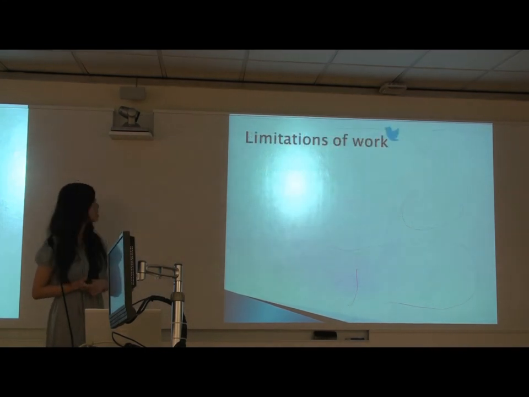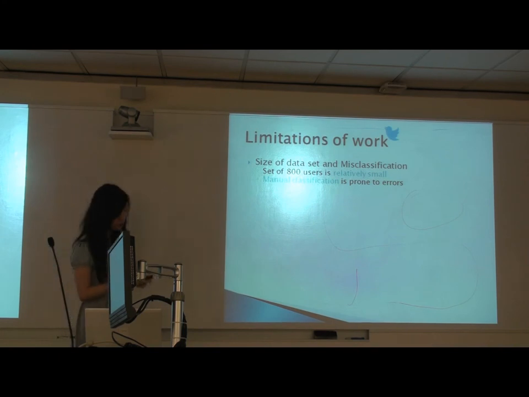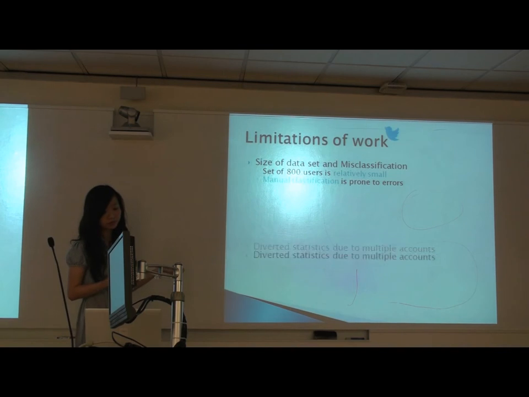So now for the limitations of work. First, it will be the size of data sets and misclassification. Compared to hundreds of millions of users in Twitter, my 800 user set is relatively small, I would say. And because manual classification is used to identify whether the account is belonging to a spammer or not, misclassification may occur as humans are prone to errors.